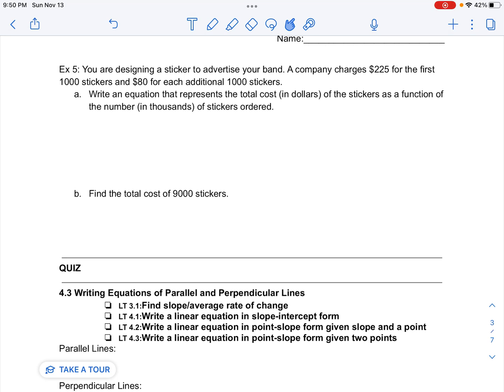Okay, so this gets a little confusing as far as what is what. What's my x? What's my y? Because it's a function of the number of stickers ordered, that's our x. Number of stickers. So my y then is the total cost.